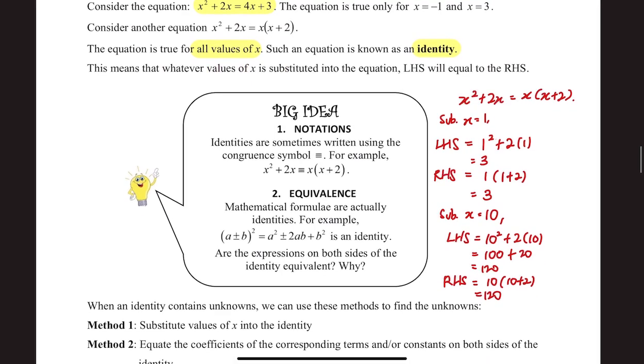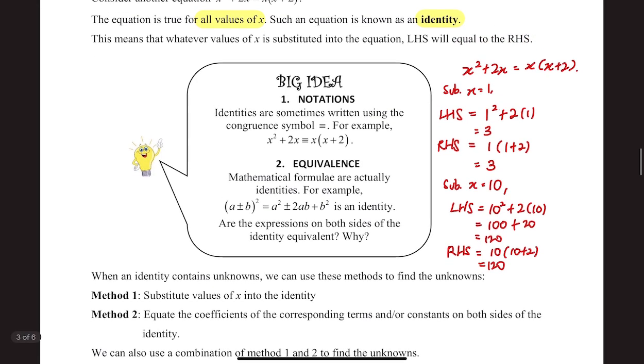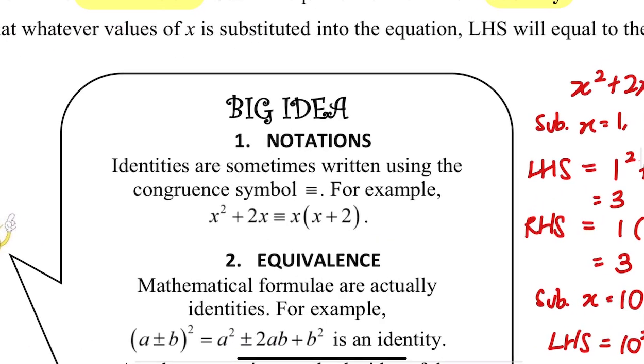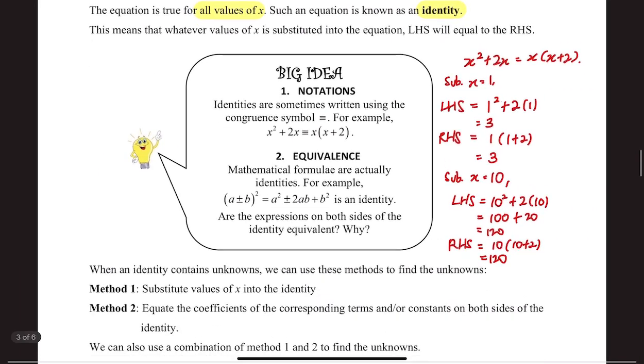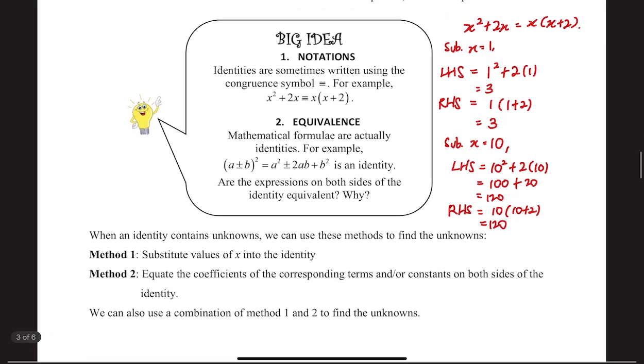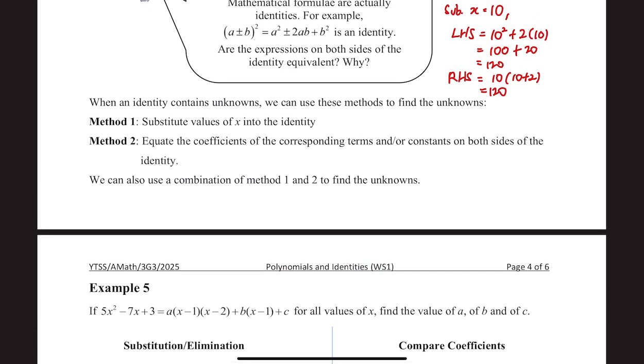So I hope that you are better able to understand. No matter what x value you use for an identity, the left hand side will always be equals to the right hand side, no matter what x value you sub into this identity here. Usually we can write using this 3-line symbol, but usually use the 2 lines for now. Let's go into example 5 first, so we can better illustrate what this means.